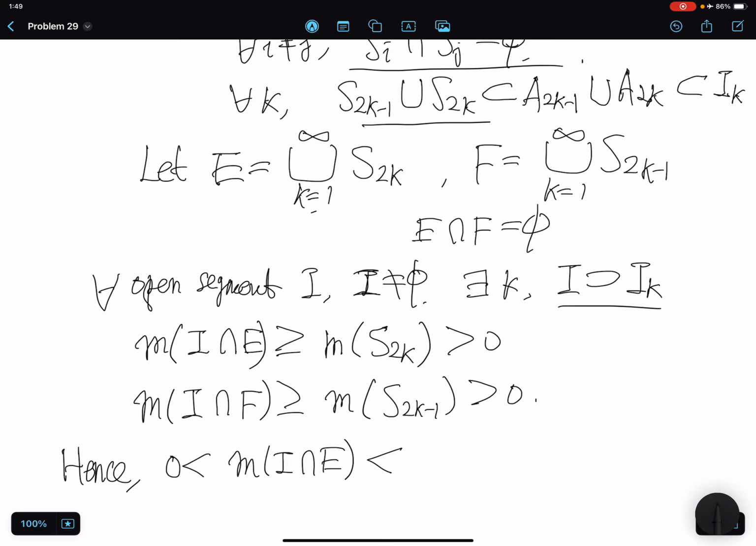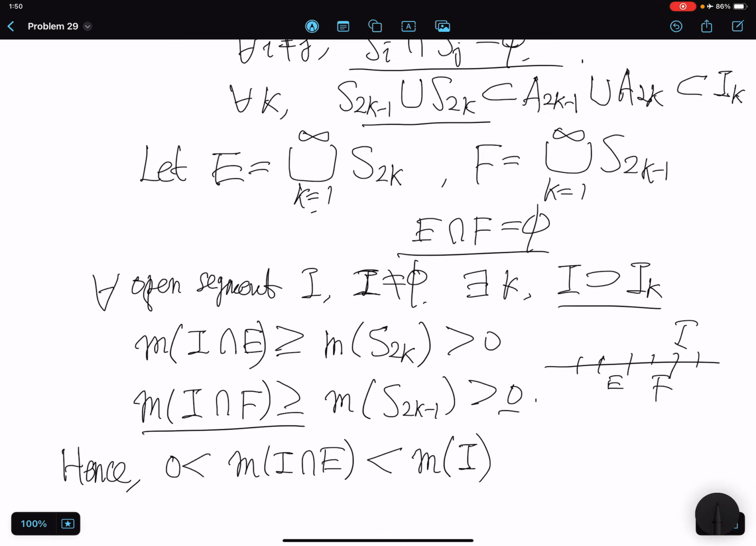And because F is contained in the complement of E, right? Because of this intersection, and then I with this. So basically we have this I, and then some E, some F. So then the intersection, because of this, is greater than 0. So this intersection is strictly less than the measure of this open interval. That's it.